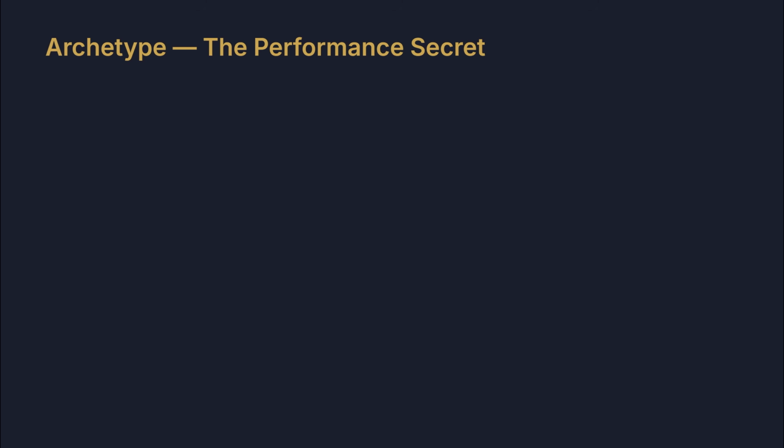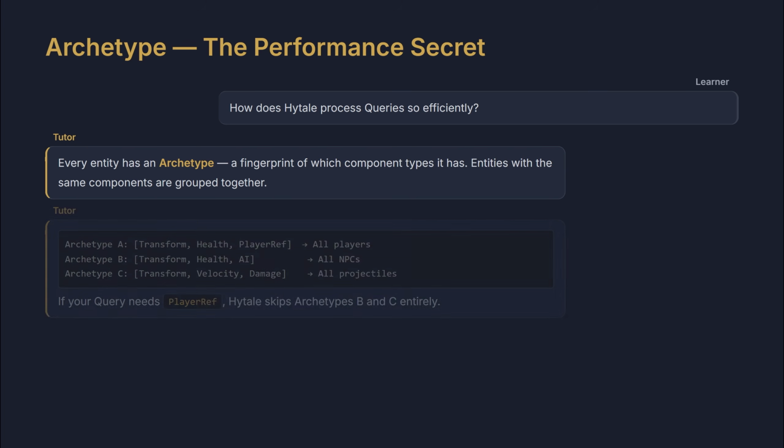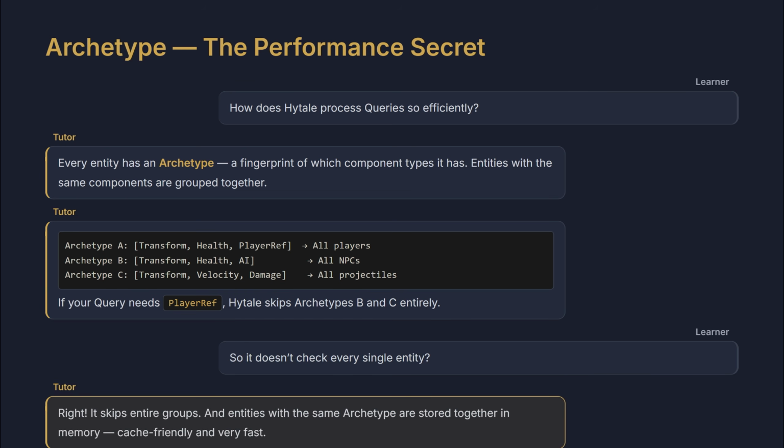Now I want to explain a pattern called archetypes and why queries are fast. So those are the performance secrets. How does Hytale process queries so efficiently? Well, every entity has an archetype, a fingerprint of which component types it has. Entities with the same components are grouped together. For example, we have archetype A, B, and C, and they are grouped together. We have all NPCs, all players, or all projectiles. If your query needs player ref, Hytale skips archetypes B and C entirely. So it doesn't have to check every single entity. Yeah, exactly. It skips entire groups.